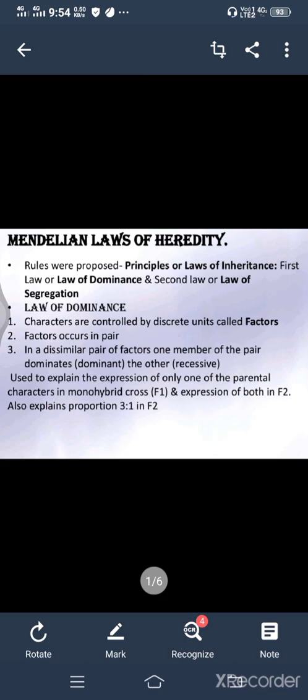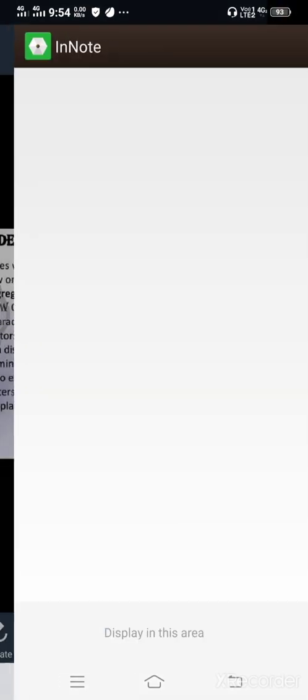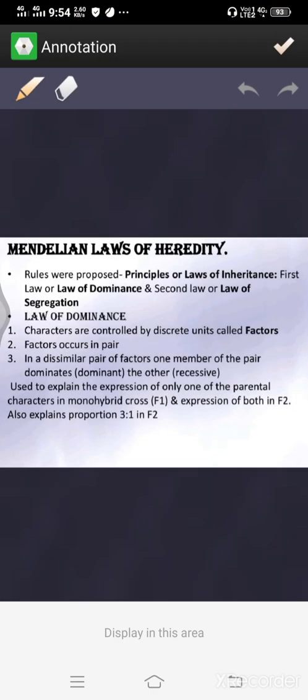In the last class, we were dealing with some examples like capital T, small t. In this, it is a heterozygous condition where one is dominant and the other is recessive. That is what he is saying, the law of dominance. This was used to explain the expression of only one of the parental characters in the monohybrid cross, that is F1. We know that in F1 we got capital T small t, but expression was seen only with the capital T because it is dominant.